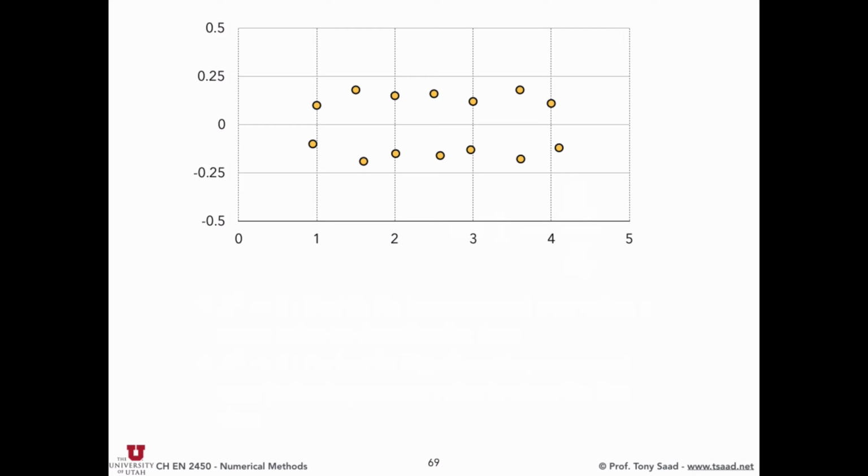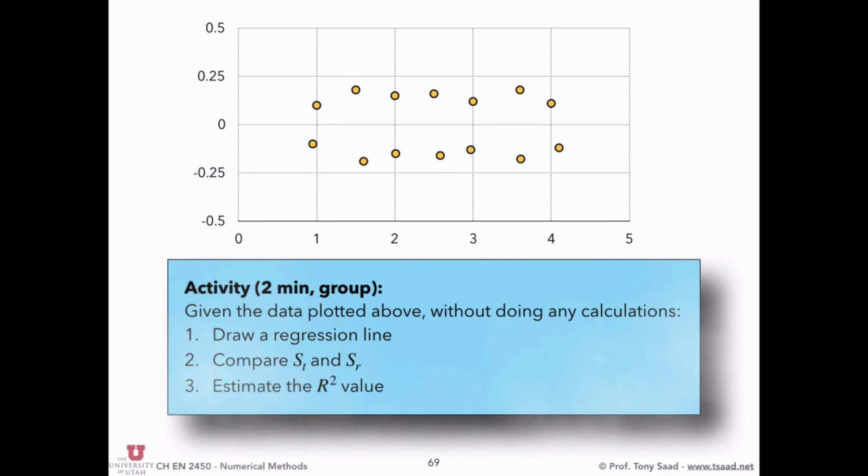But I want you, just based on what we just discussed, SR and ST based on the mean and on the regression line, I'd like you to do the following. Take these data and draw a regression line. Compare conceptually what ST and SR are going to be. Is SR going to be smaller than ST, or is it going to be the same?